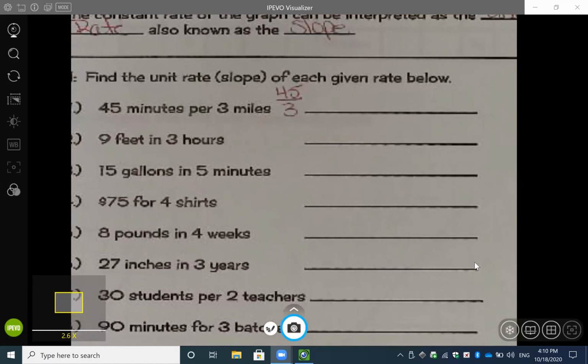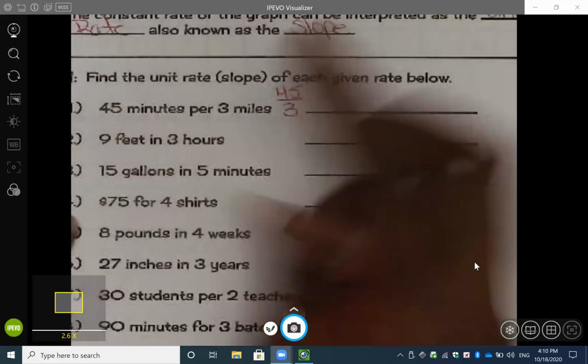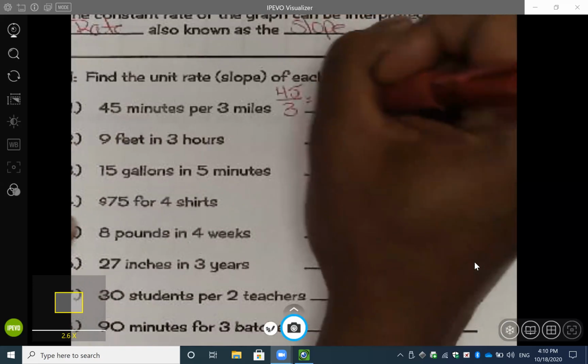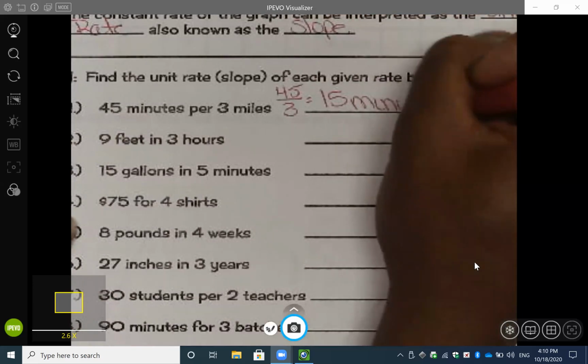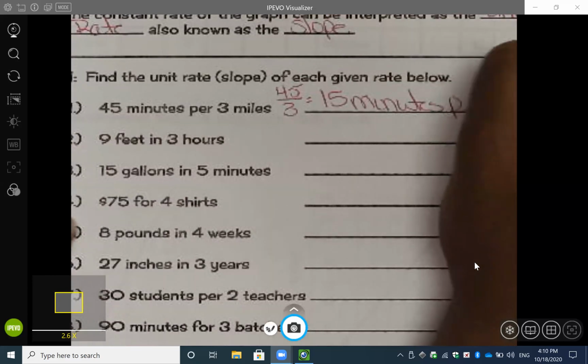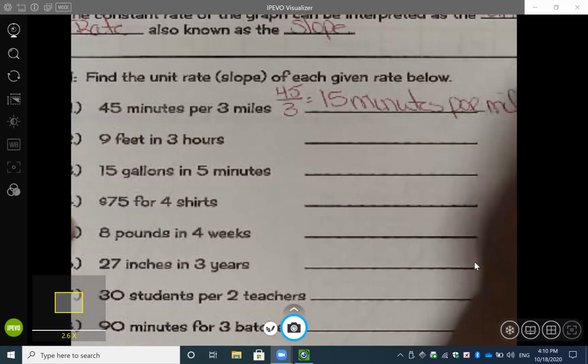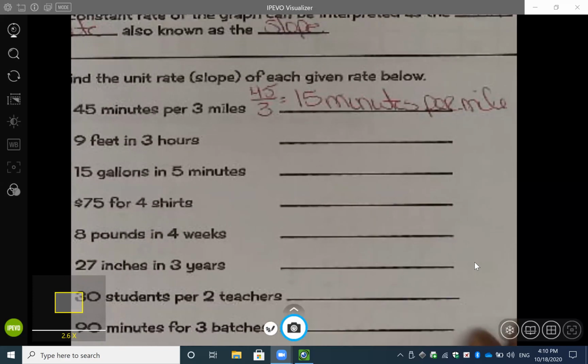45 divided by 3 equals 15. So whoever this is can travel 15 minutes per mile. Okay.